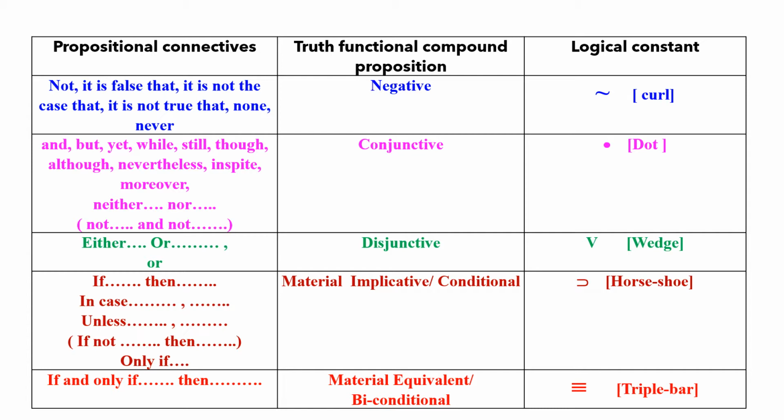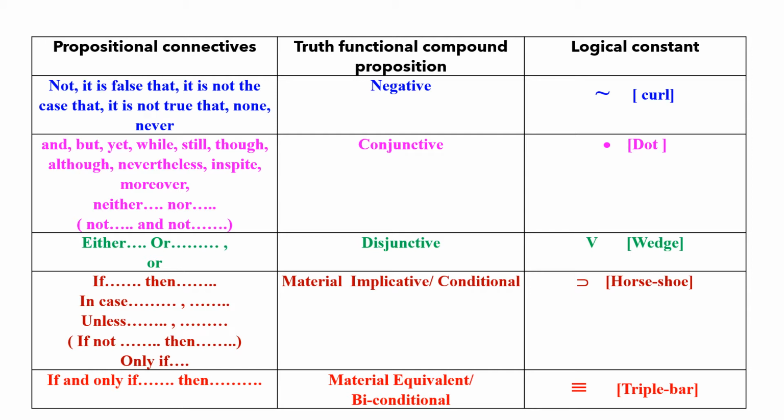The propositional connectives used are: not, it is false that, it is not true that, it is not the case that, none, never. So the truth functional compound proposition is negative and the logical constant used is curl. Propositional connectives are and, but, yet, while, still, though, although, nevertheless, in spite, moreover, neither nor means not this and not that. So the truth functional compound proposition is conjunctive and the symbol used is dot.